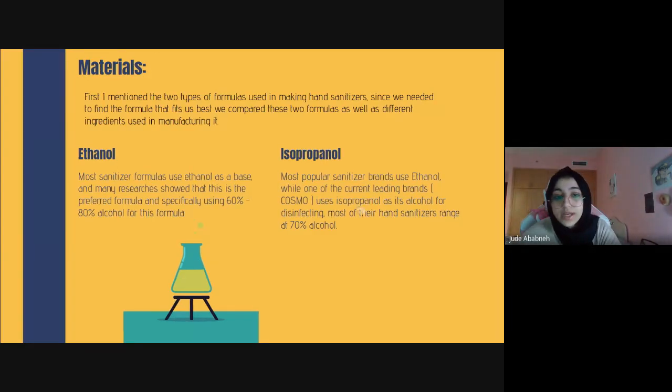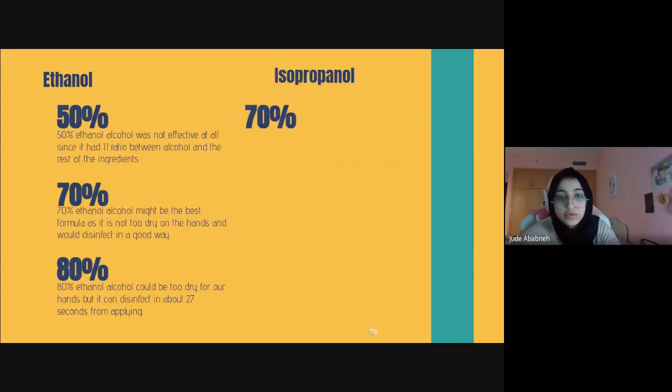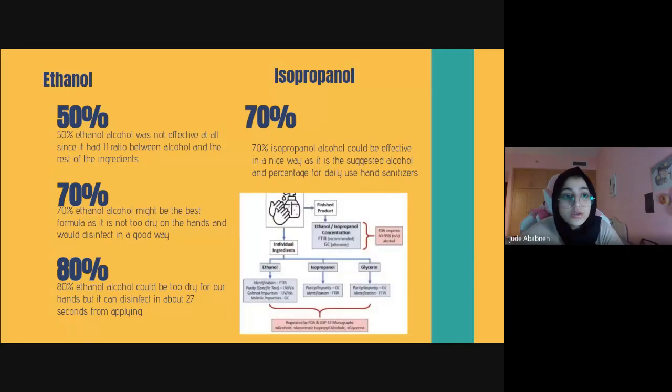So we laid out and tested a bunch of percentages as shown for each chemical. With ethanol, we started off with 50%. 50% ethanol alcohol is totally ineffective as it has a 1-to-1 ratio of alcohol to the other ingredients. 70% ethanol alcohol could be the best recipe because it isn't as dry and disinfects well. Also, many popular brands use this percentage. 80% ethanol alcohol may be too dry, but it disinfects after application in approximately 27 seconds.